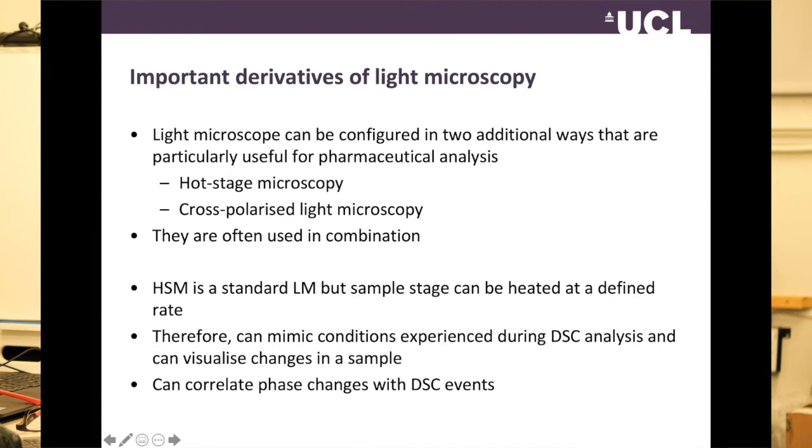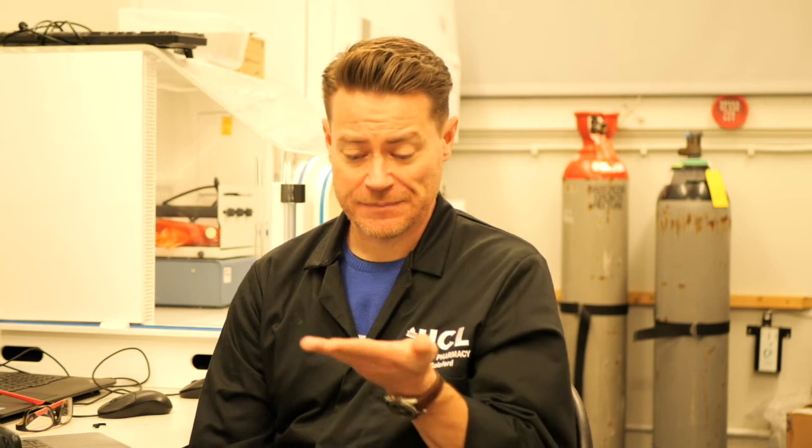So before we stop for a coffee break, there are just two more derivatives of light microscopes that I think we should look at. And they're often done in combination. They're hot stage microscopy and cross-polarized light microscopy. So dealing with hot stage first, hot stage does exactly what it says on the tin. The stage of the microscope is heated, usually just heated, but it can be cooled as well.